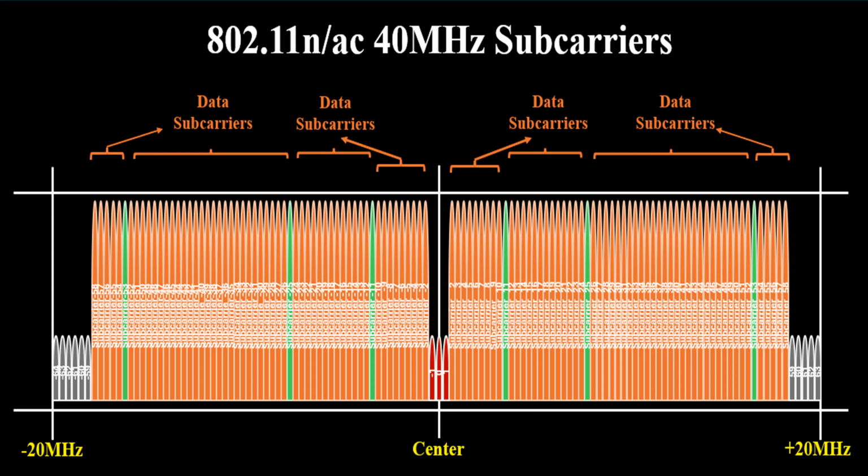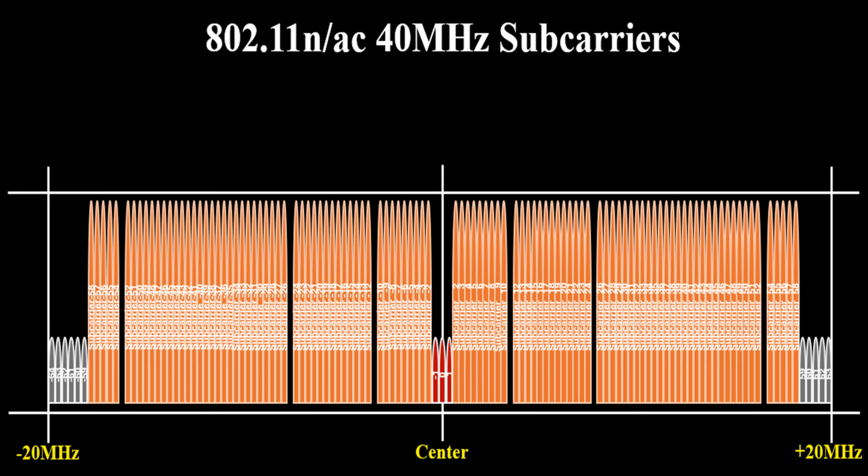The subcarrier spacing for a 40 MHz 802.11n or 802.11ac channel is 40 MHz divided by 128, which equals 312.5 kHz. Data subcarriers. Data subcarriers are responsible for transmitting the user data. Each data subcarrier carries a portion of the total data being sent over the wireless channel. There are 108 data subcarriers in an 802.11n or 802.11ac 40 MHz channel with indices at -58 to -2 and at 2 to 58, excluding 6 pilot carriers.